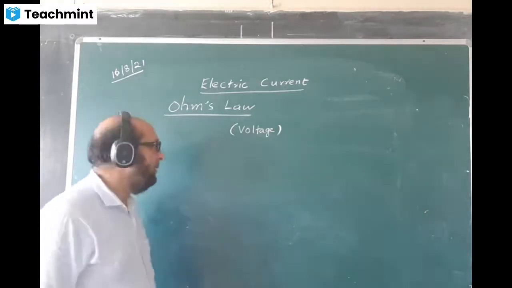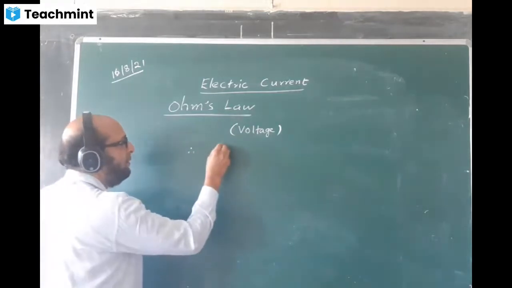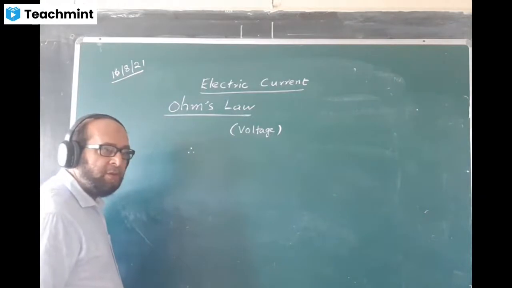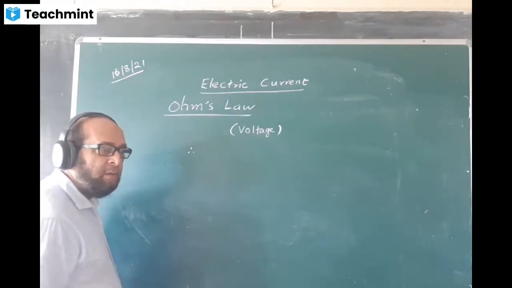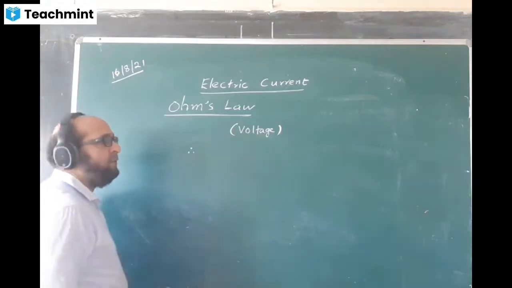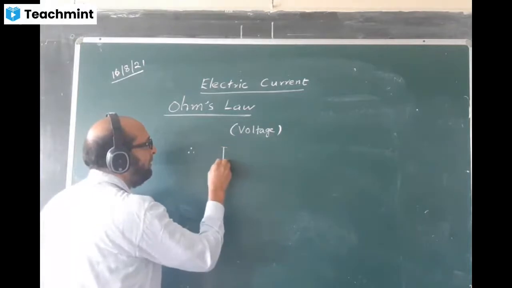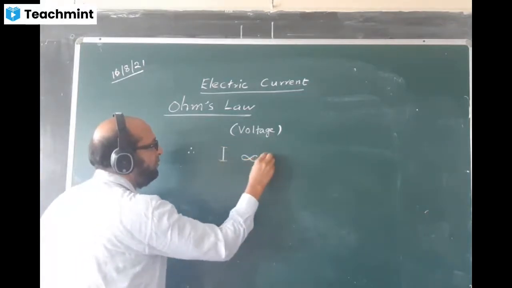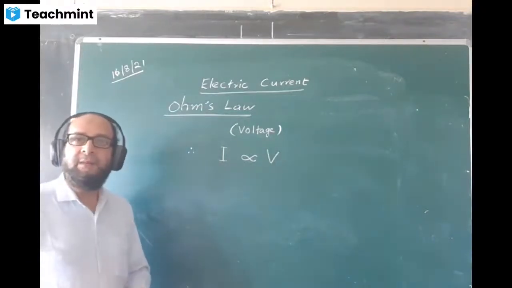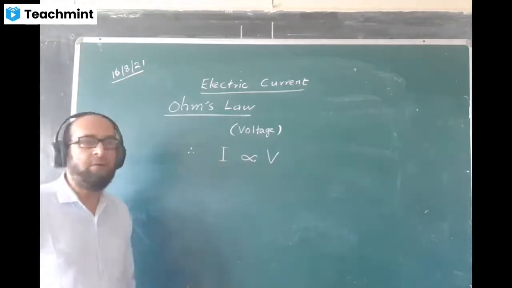Therefore, you write: Ohm's law you have in chemistry also. It is applicable for all kinds of electrical circuits. Class 9, physics. Therefore I is proportional to V. I means current, V means voltage or potential difference. So I is directly proportional to the voltage.